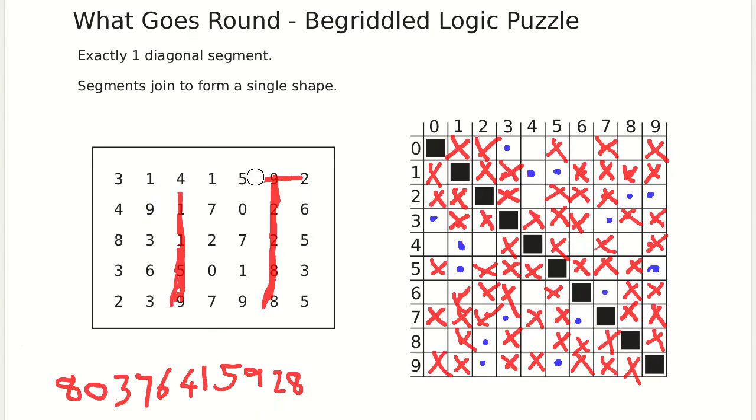pi going round, circle. But there's more to it than that, because going around the outside of the puzzle, what we've got is 3.14159265358979323846, which is the first 20 digits of pi. So we got pi going around the outside. What goes round is pi, and the puzzle solves to pi.